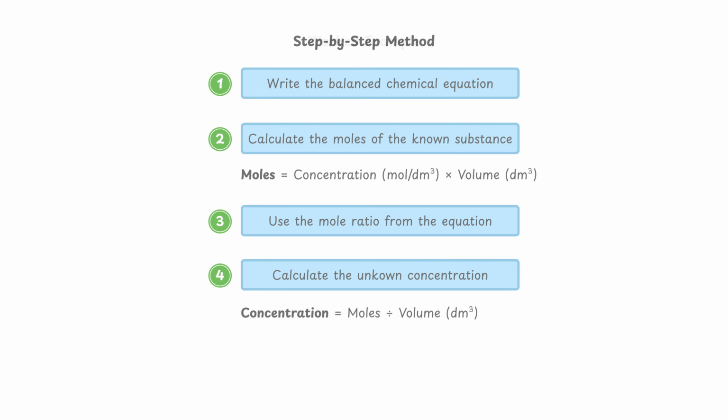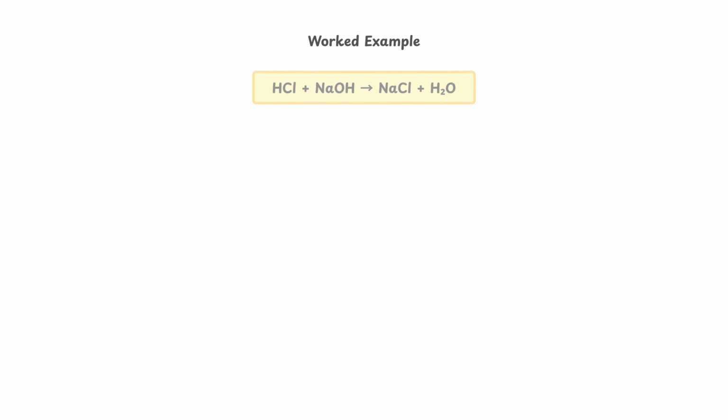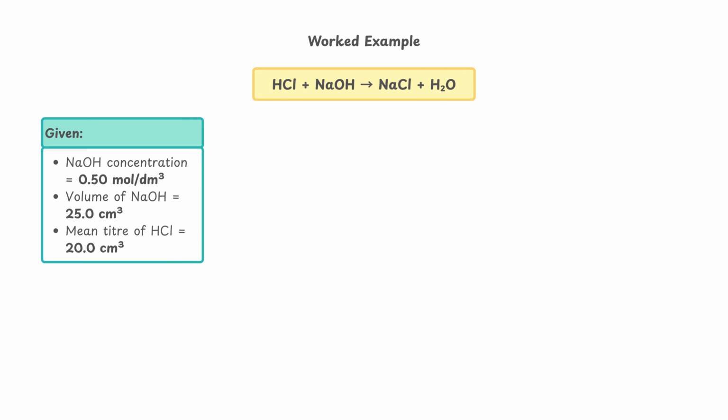Now, let us first practice the steps we have learned and apply them to our example. The equation is HCl plus NaOH, NaCl plus H2O. This means hydrochloric acid reacts with sodium hydroxide to form sodium chloride and water. Here we have the following given values. Sodium hydroxide concentration equals 0.50 moles per decimeter cubed. Volume of sodium hydroxide equals 25.0 centimeters cubed. Mean titer of hydrochloric acid equals 20.0 centimeters cubed.